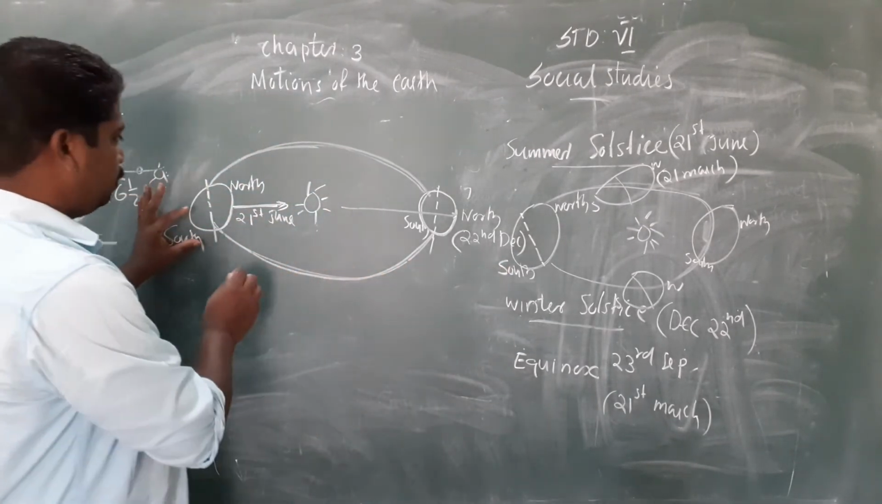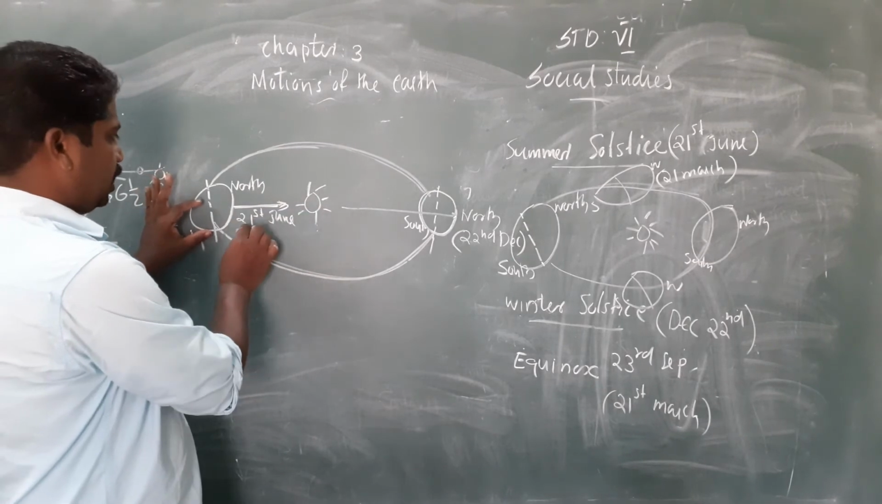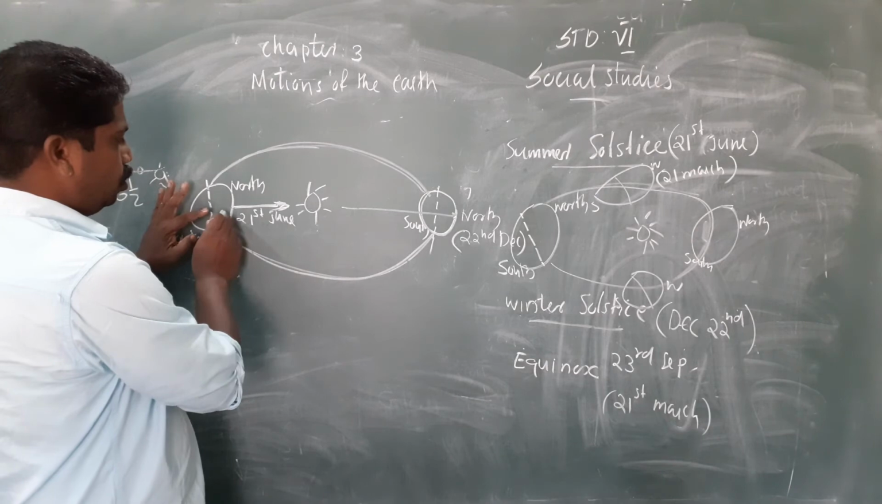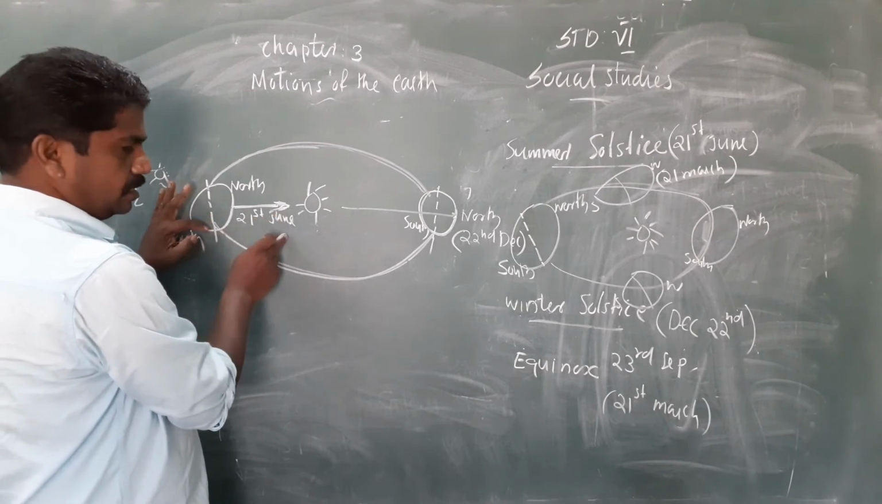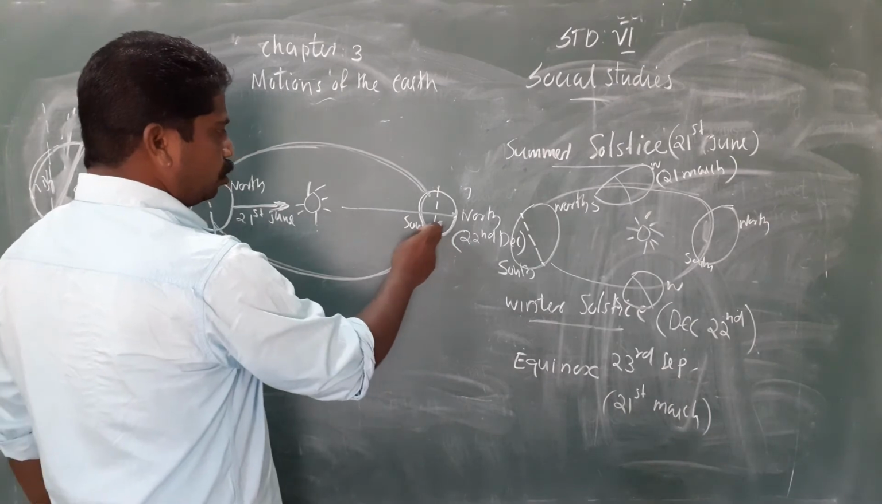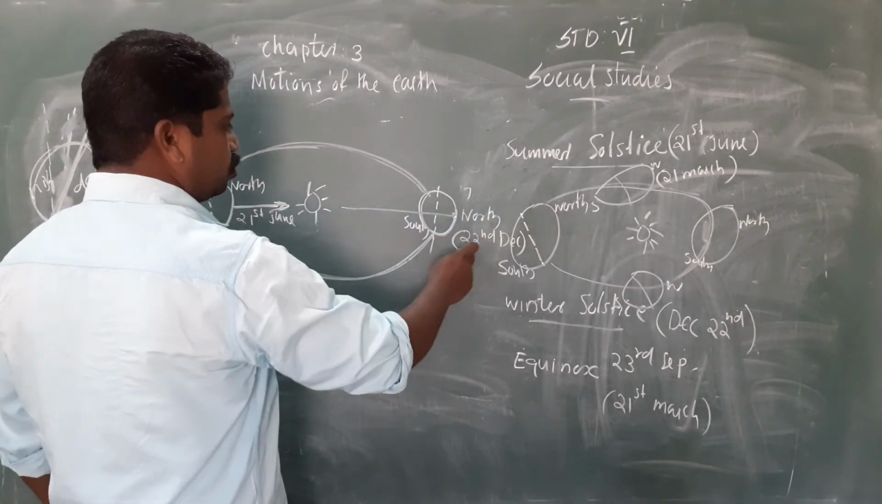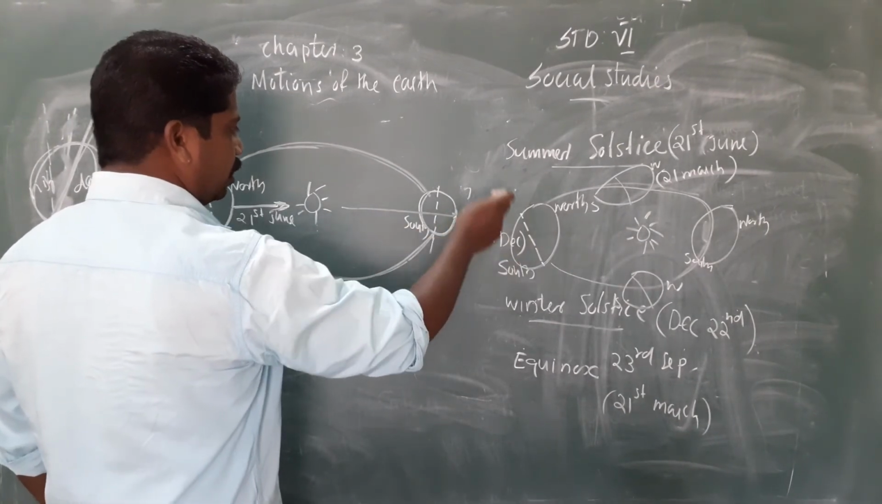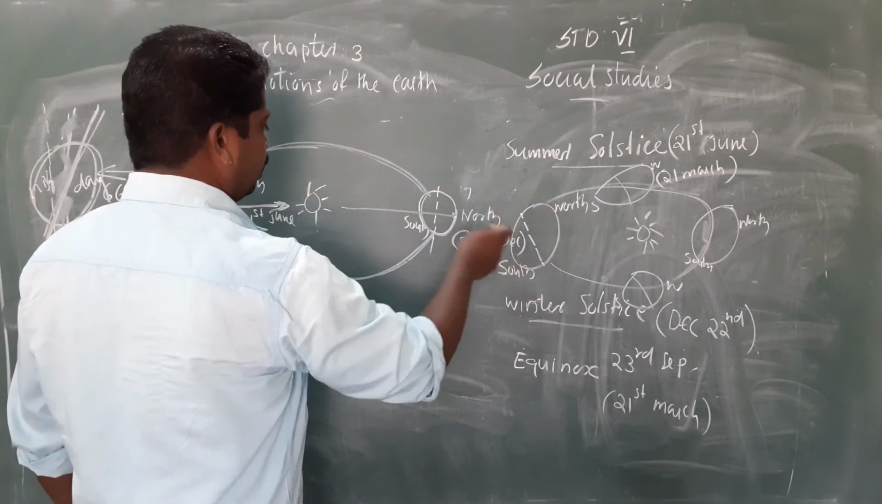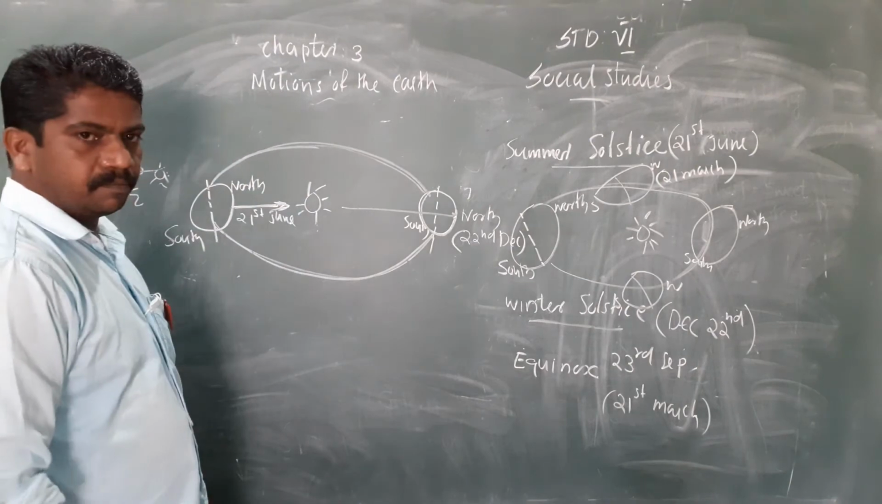Okay, that means on summer solstice the North Pole comes near to the sun, so long days and short nights. On winter solstice the North Pole is very far, that means 22nd December. Okay, so long nights and short days. This is called winter solstice.